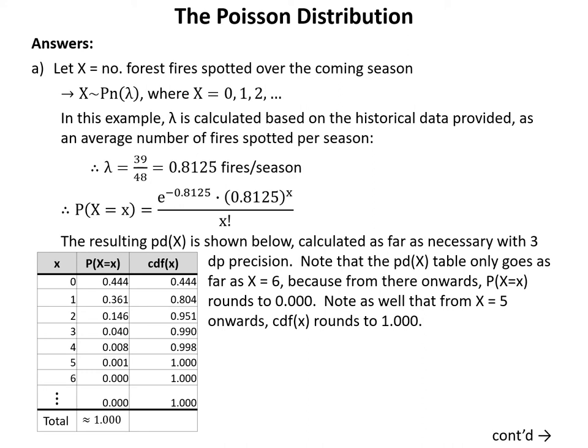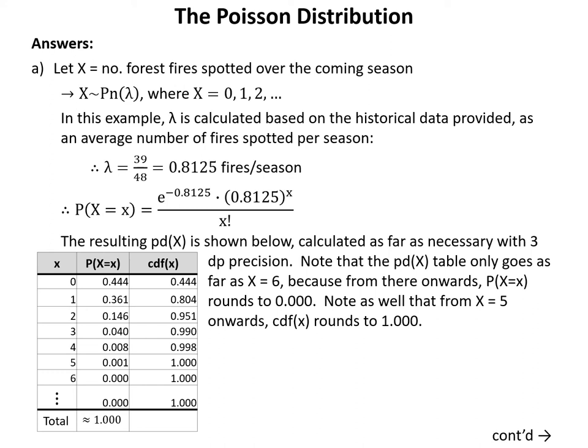For part A, we let X equal the number of forest fires spotted over the coming season. This gives us X is distributed as a Poisson random variable with parameter lambda, where the possible values of X are 0, 1, 2, etc. In this example, lambda is calculated based on the historical data provided as an average number of fires spotted per season. We have 39 fires in the past 48 seasons, so therefore lambda equals 39 divided by 48, which equals 0.8125 fires per season. So this gives us a probability distribution function for X equal to e to the minus 0.8125 times 0.8125 to the power of X divided by X factorial.